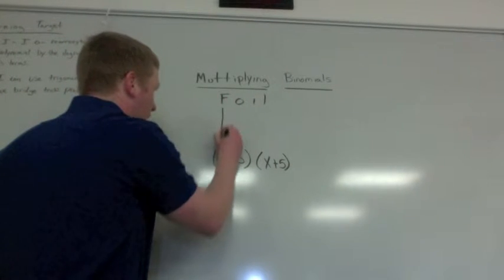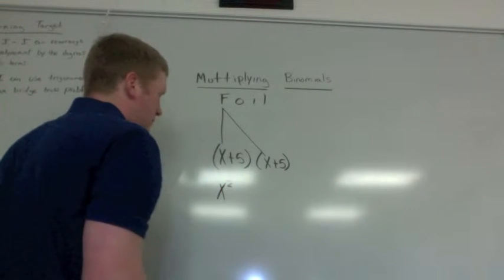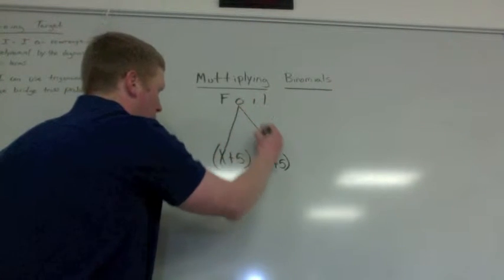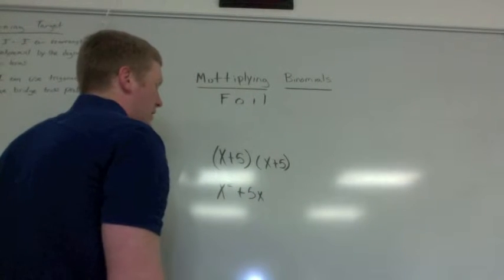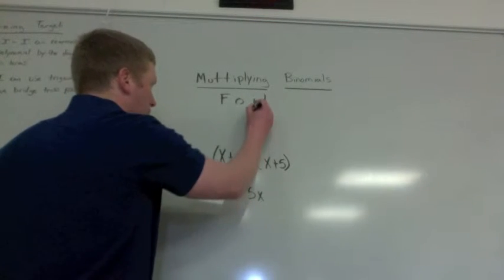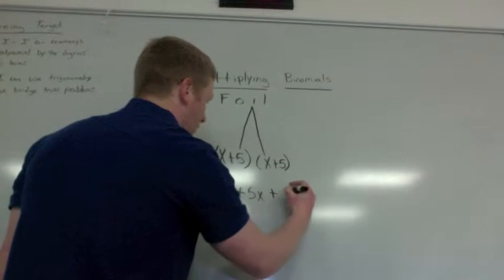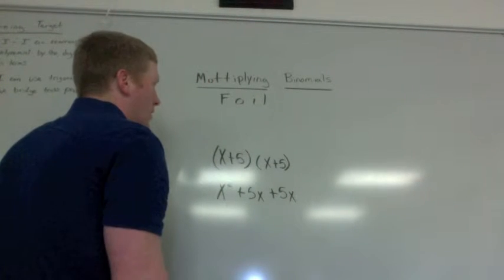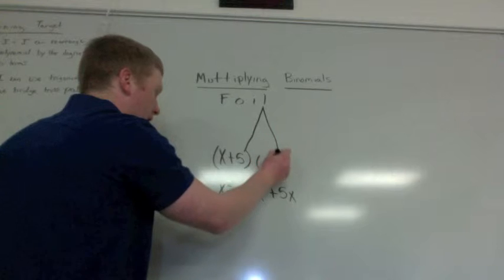You would multiply x and x to get x squared. O stands for the outside terms, which in this case are x and 5, which give you 5x. I stands for the inside terms. So you multiply the inside terms, which would be the 5 and the x, and you get 5x. The L stands for the last terms. So for the L, you multiply the 5 and the 5, which gives you 25.